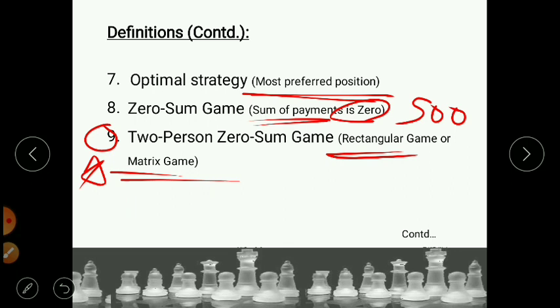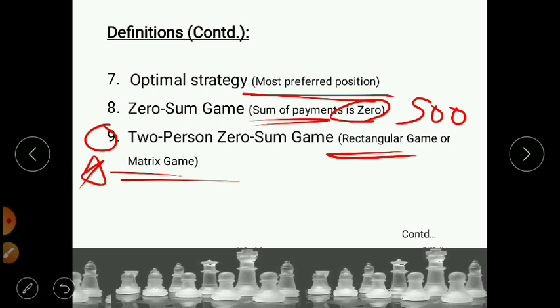Now, the third characteristic is that each specific strategy results in a payoff. So every specific strategy will result in either gains or loss. That is the payoff. The fourth characteristic is that the total payoff to both players, at the end of each play, or each occurrence, is zero. That is the characteristic of a two-person zero-sum game.